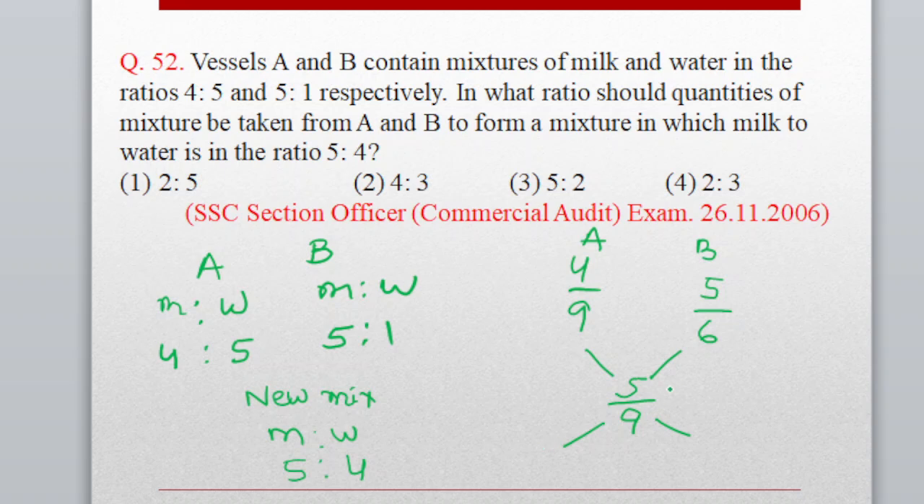Now here, 5/6 minus 5/9, so it is coming as 5/18. After subtraction, we are getting 5/18. Now 5/9 minus 4/9, so it is 1/9.